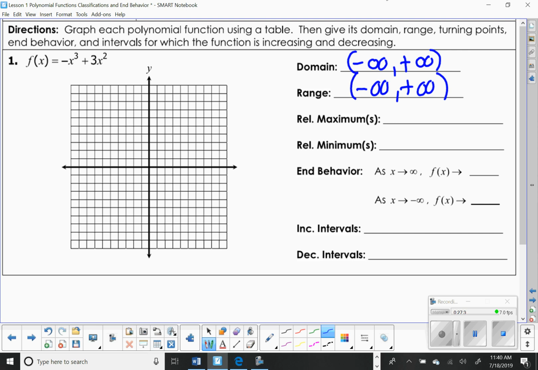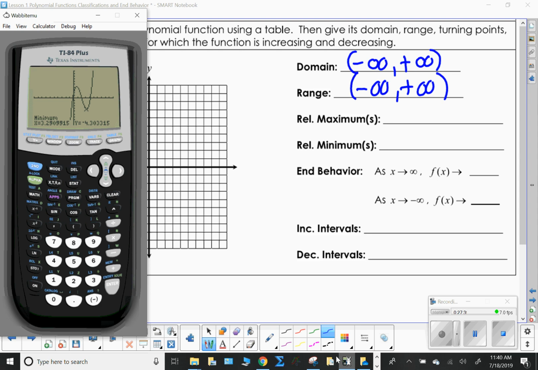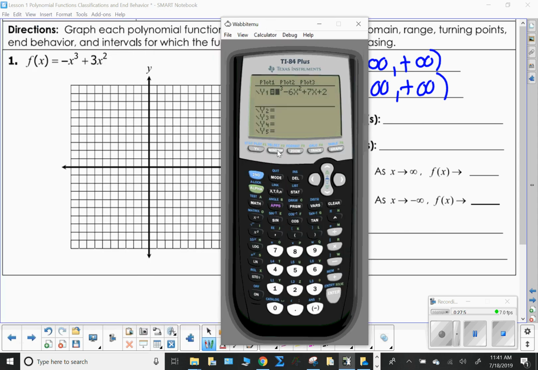Now, I need to find the relative maximum and the relative minimum. I could do it using my calculator like this again, or I could use Desmos. Since you can use Desmos on the SOL, I'm just going to do a quick, remember, y equals, and we'll put the equation in here. So you can do negative x cubed, arrow over, plus 3x squared, and then we could graph it.